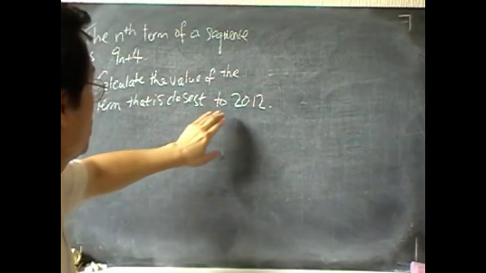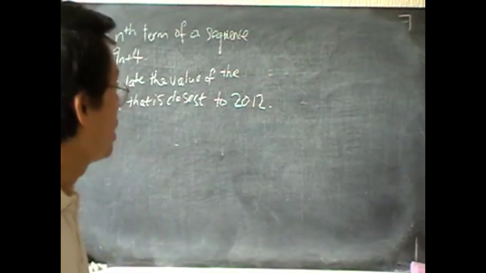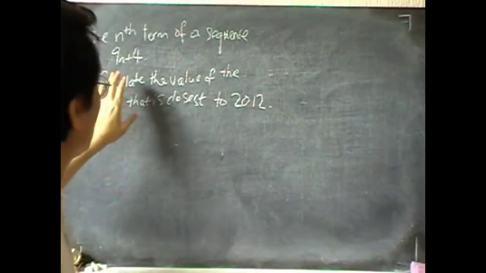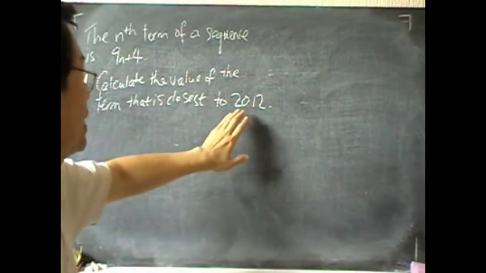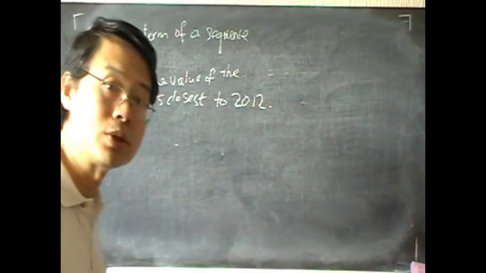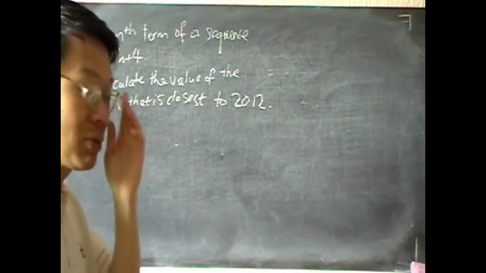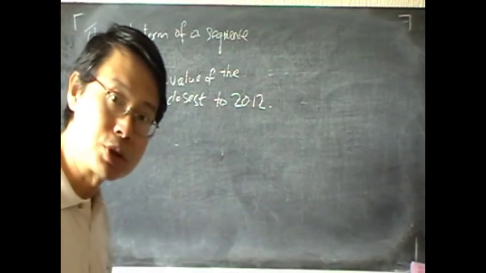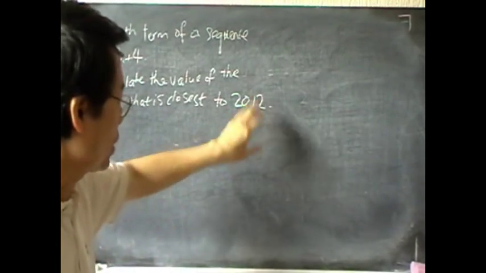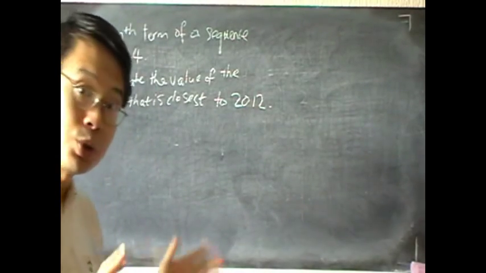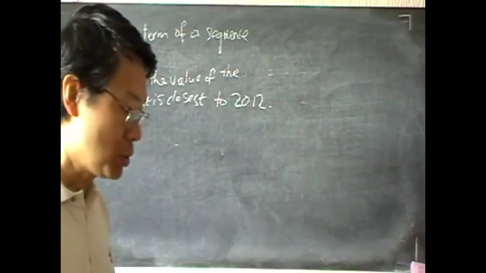Now when it says closest to, it suggests that it is not exactly. That means that there may not be a term that has exactly this value, 2012. But maybe there's a value which is bigger than that, and there's a value which is smaller than that, and this value might be in between two of the terms, and we want to find which one is closer.